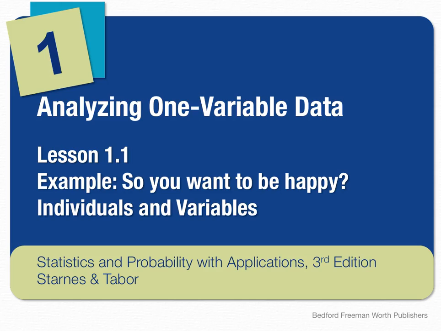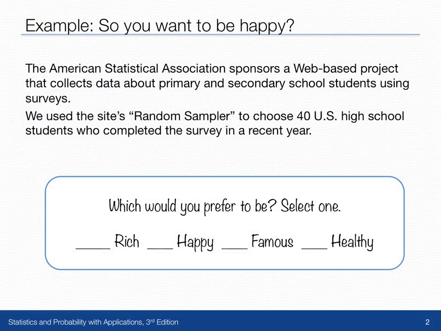Hi, in the lesson 1 example, So You Want to Be Happy, we'll review the concepts of individuals and variables. The American Statistical Association sponsors a web-based project that collects data about primary and secondary school students using surveys. We used the site's random sampler to choose 40 U.S. high school students who completed the survey in a recent year.